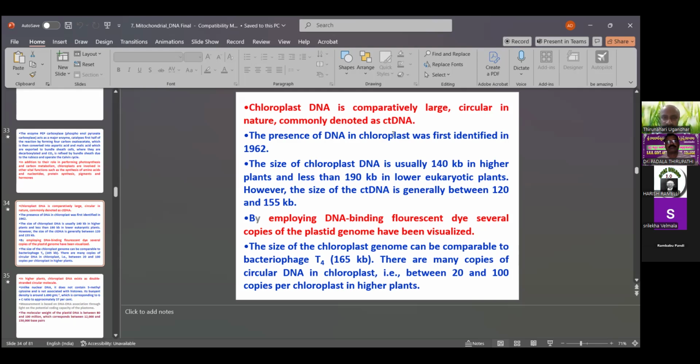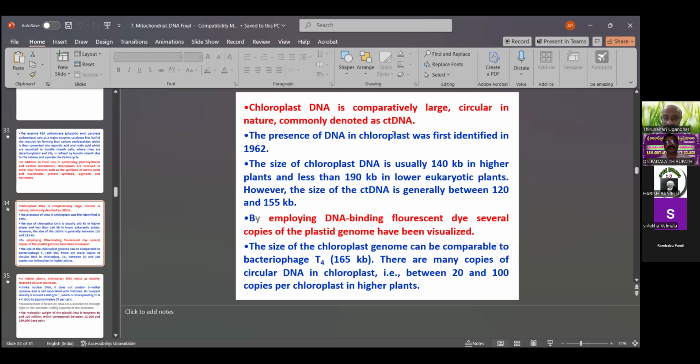Also ctDNA. The presence of DNA in chloroplast was first identified in 1962. cpDNA has an important role: it is responsible for the Rubisco activity. The Rubisco activity depends on the preparation of the food materials in the starch. The size of the chloroplast DNA is usually 140 kilobases in higher plants and less than 190 kilobases in lower eukaryotic plants.